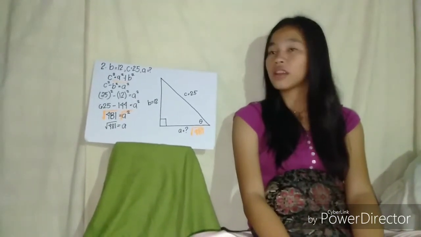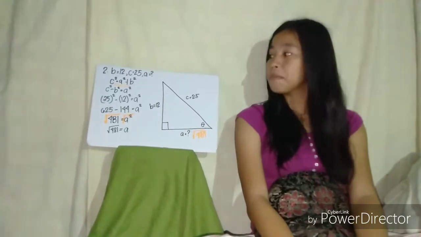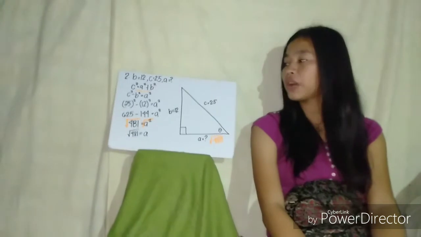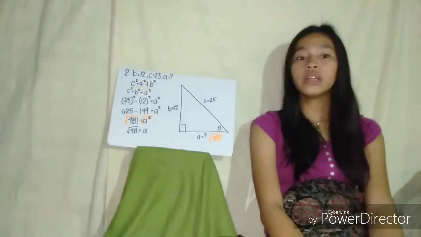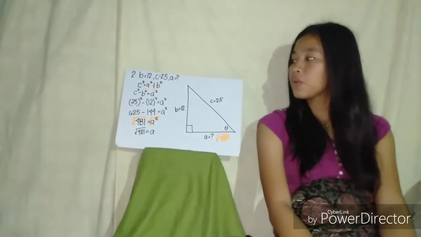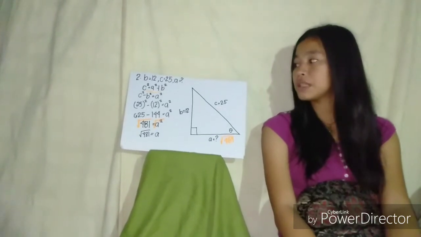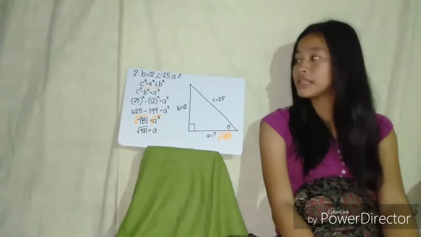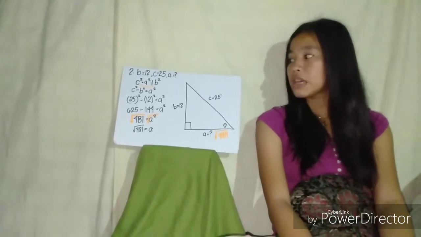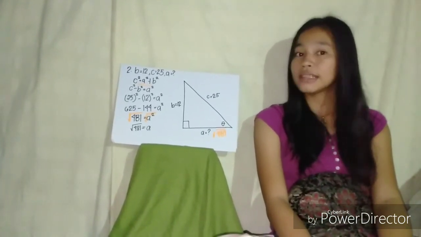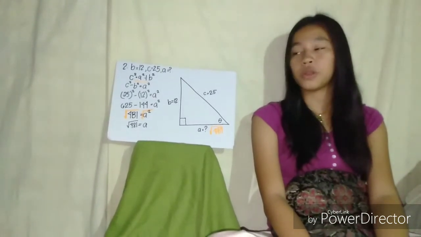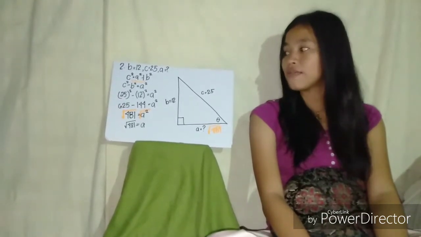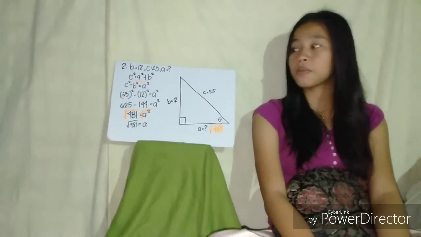Next, we have here the second example. The given is B equals 12, C equals 25, and we need to find the value of A. According to the Pythagorean theorem, C squared is equal to A squared plus B squared. The variable we need to find is A, so we need to transpose the B squared. So we will now use the formula C squared minus B squared is equal to A squared. The values of B and C are already given, so we just need to substitute.